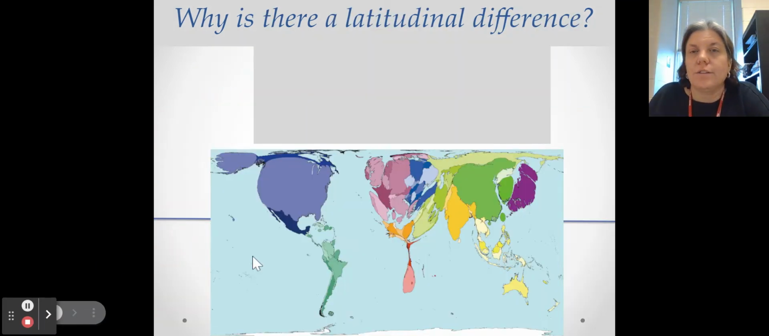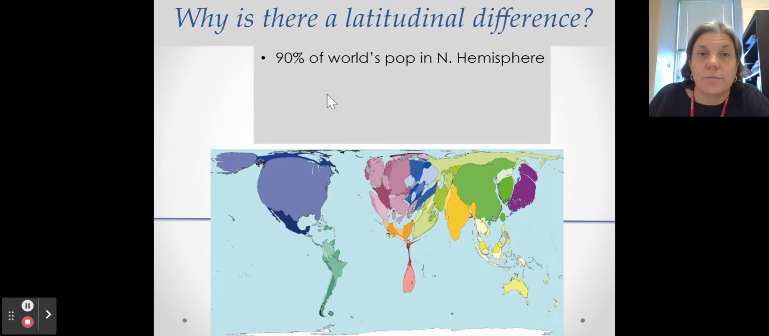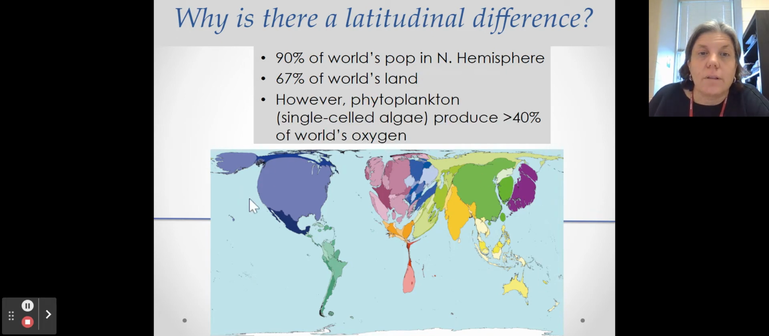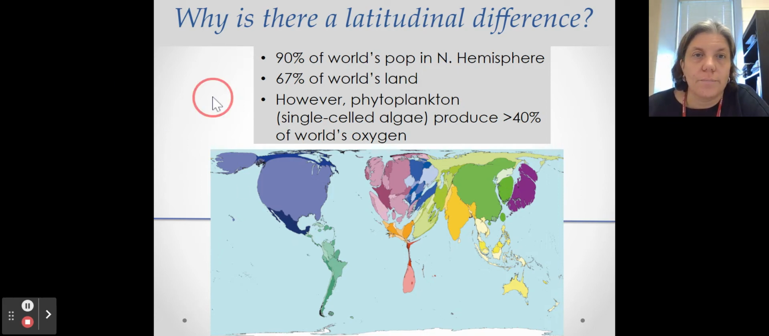Now, why is there a latitudinal difference? There is a latitudinal difference. 90% of the world's population lives in the northern hemisphere. 67% of the world's land is in the northern hemisphere. And so we have a lot of people and a lot of land in the north, and therefore that's going to lead to more CO2 and more warming in the northern hemisphere. However, there is a caveat here. Phytoplankton, which live all over the ocean, are single-celled algae, and they produce greater than 40% of the world's oxygen. So that is a little bit of a difference there.